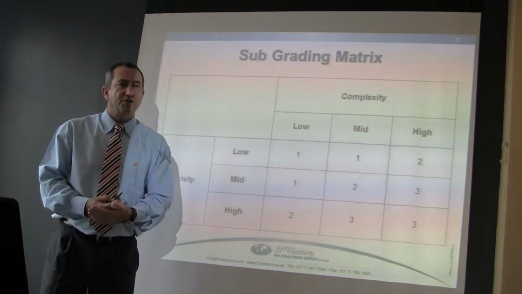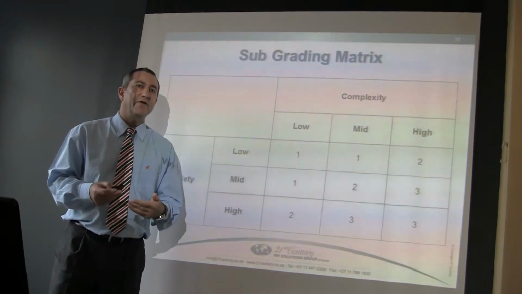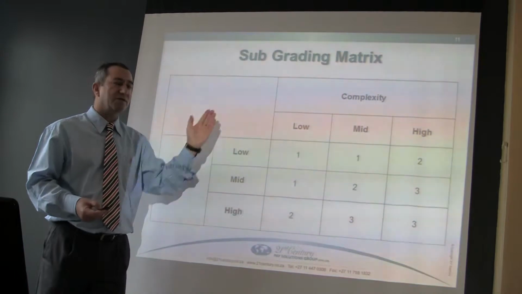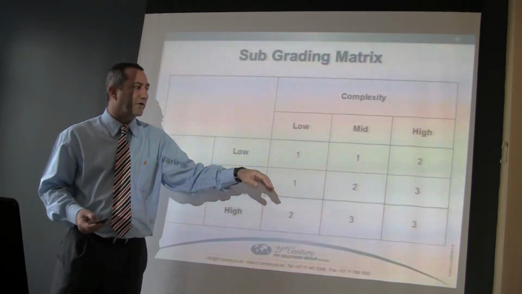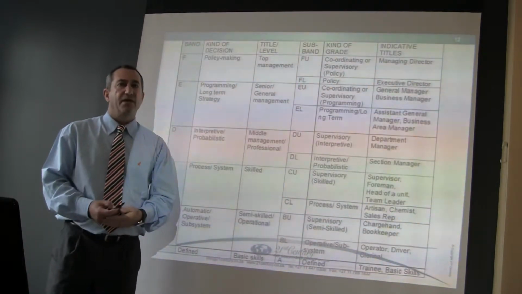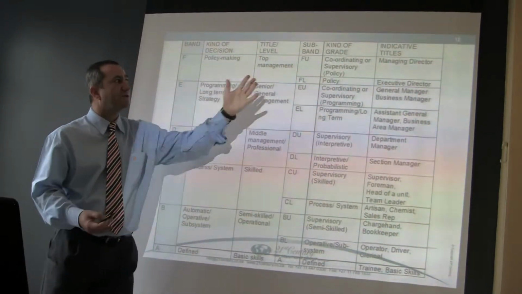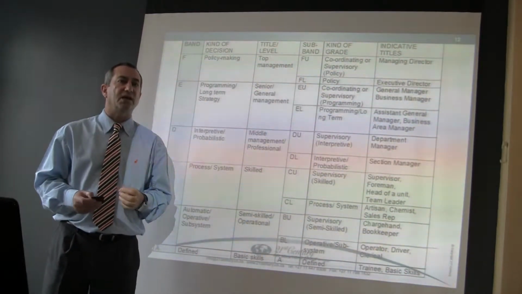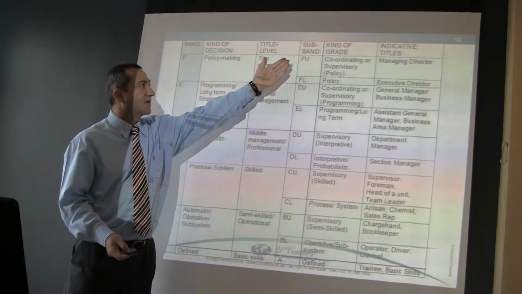One of the most challenging aspects of Paterson is to get to the subgrades. That takes a lot of experience, but we've developed this matrix that looks at variety and complexity of tasks, and a little matrix like this will help you decide whether it's a B1, B2, or B3, for example. This is a typical structure of Paterson, and it gives some illustrative or indicative job titles just so that one can very quickly understand how the various grades work and the types of decisions that get made.